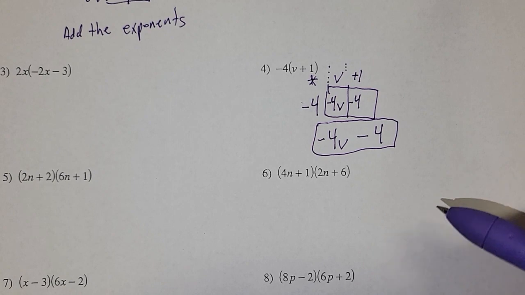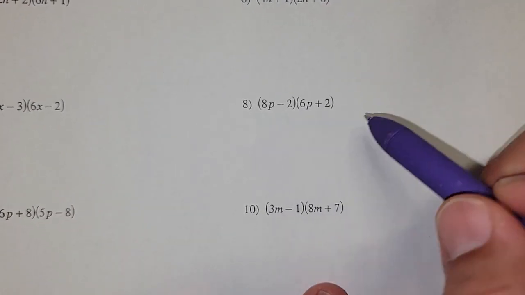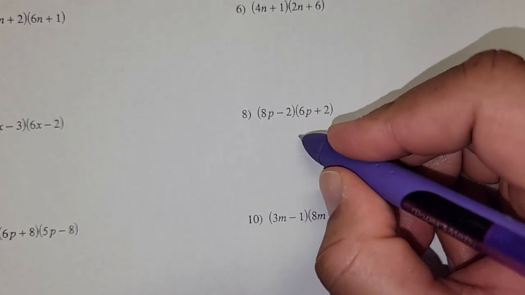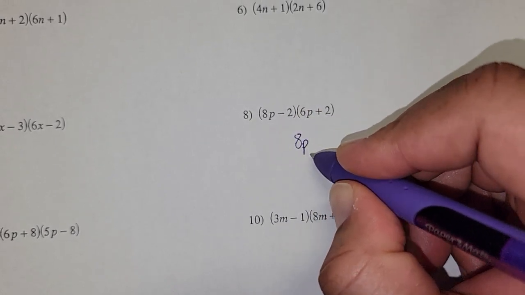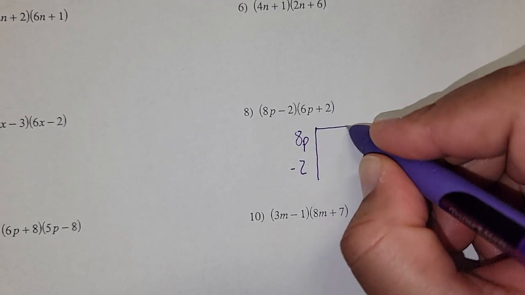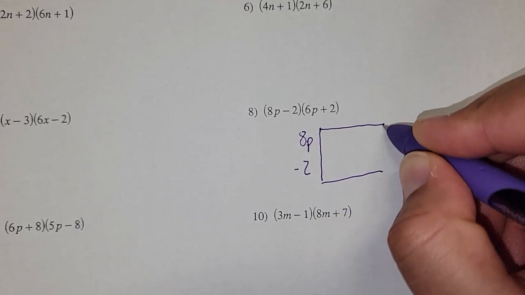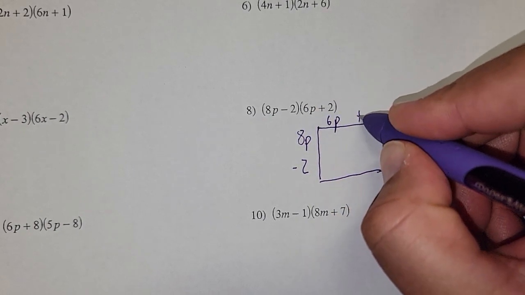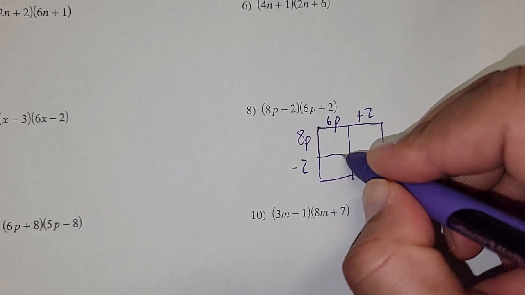And then we get into binomials. So right here, I have a binomial and a binomial. So for the 8p, my first one, 8p and -2, I'm going to write it like this. And then I'm going to go ahead and create my box. This is where it looks more like a Punnett square. And then I have this 6p and this +2. And I'm going to go ahead and break it up.